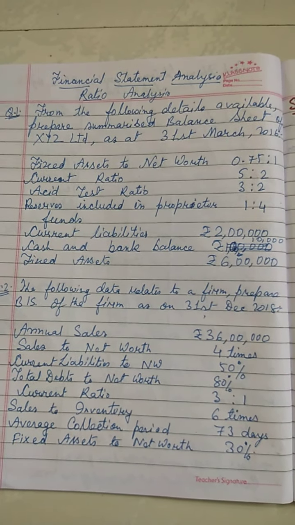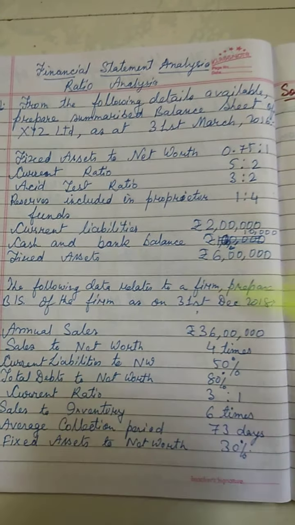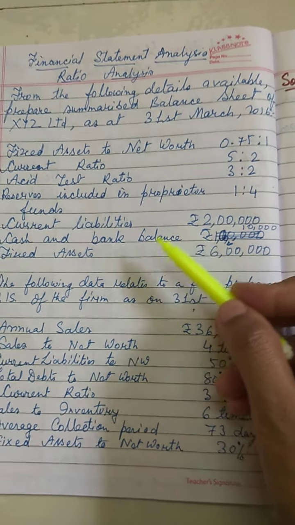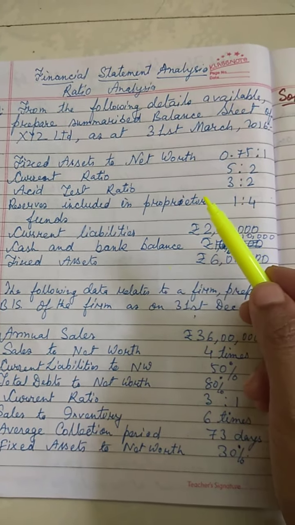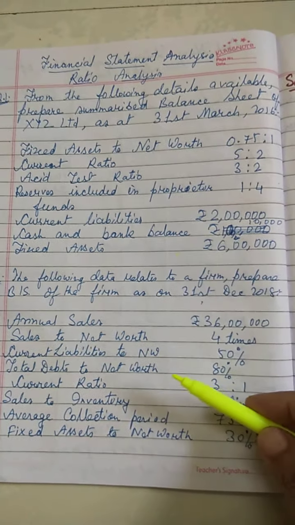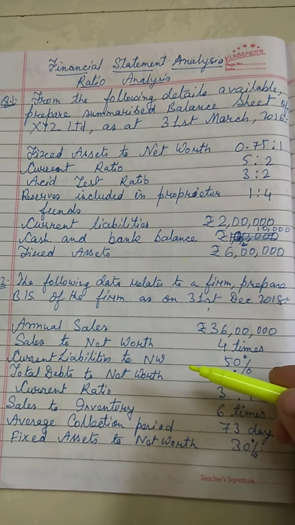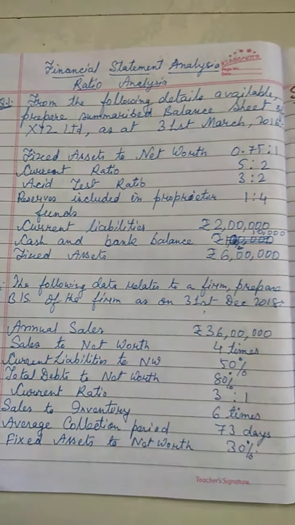So here you can see in question number 1 different ratios are given, and accordingly the different amounts are also given, and from there I'll prepare the balance sheet for you. This was the first question, and the second question has similar sorts of information with a little bit of difference. So we will solve these two sums now.